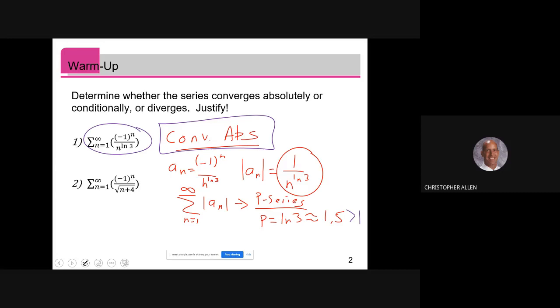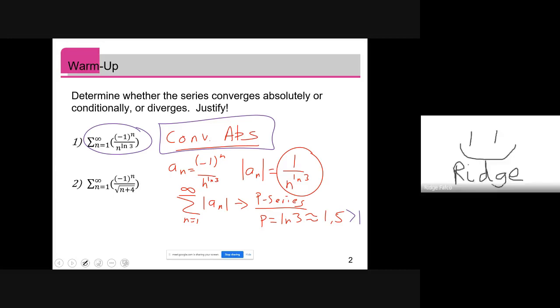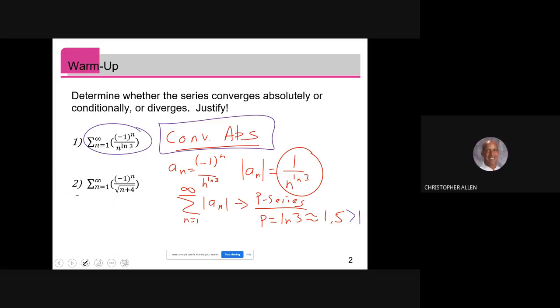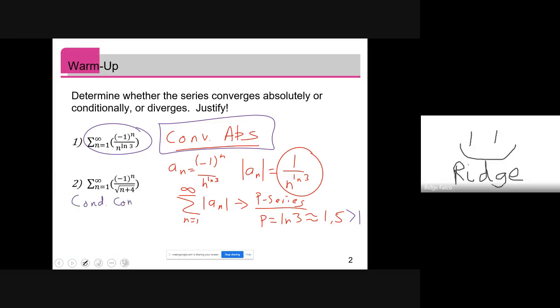Okay, I think I hear a hand going up or a comment being made. Rich! Number two, I got conditionally converges because if you do the AST, you'll figure out that the limit as n goes to infinity equals 0, and the n plus 1 term will be less than the nth term, so that's good. But if you do the absolute value of it, you'll get 1 over square root of n plus 4. You can then do the limit comparison test using 1 over square root of n, and you'll get a positive and finite number, which means that it diverges.